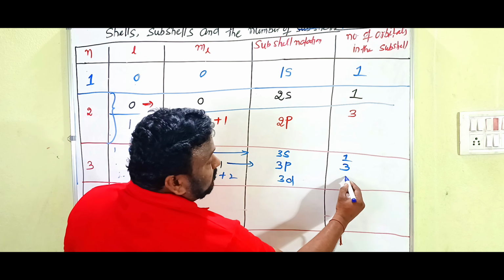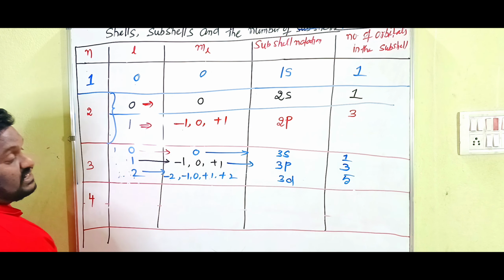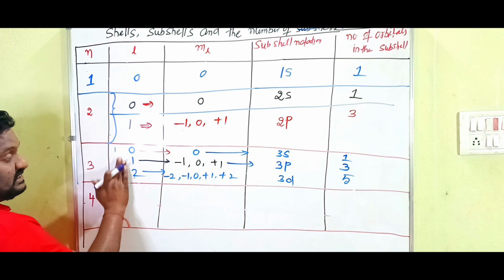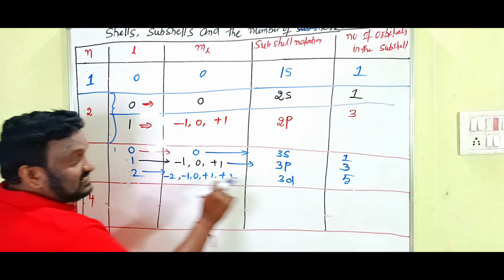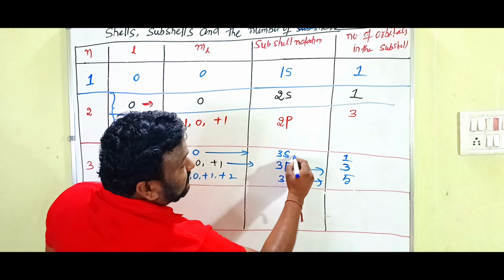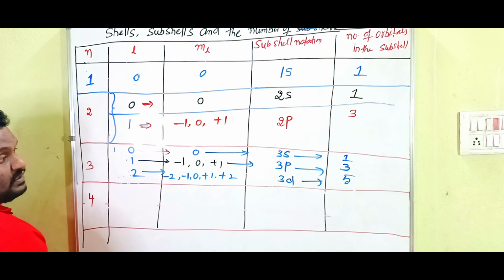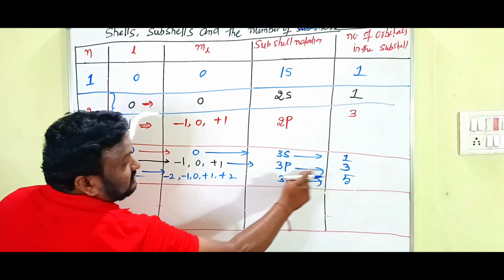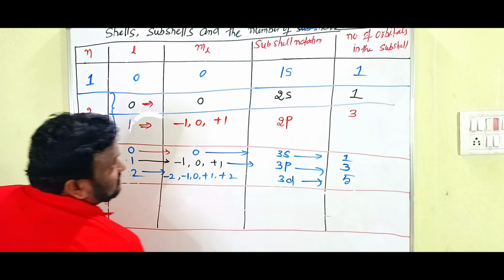That's why here you have to write that the d subshell consists of 5 orbitals. When L is equal to 2, in that d is there. In that d subshell, how many orbitals are there? 5. In 3p it is 3. 3s is 1. In the 3s subshell we have 1 orbital. In 3p, 3 orbitals. 3d, 5 orbitals.